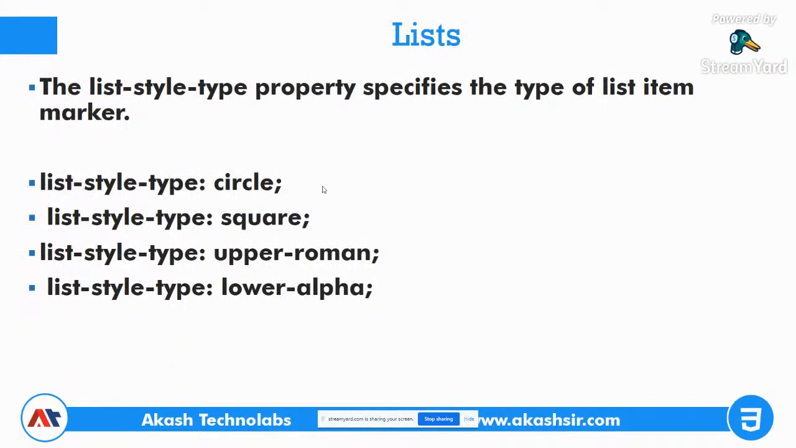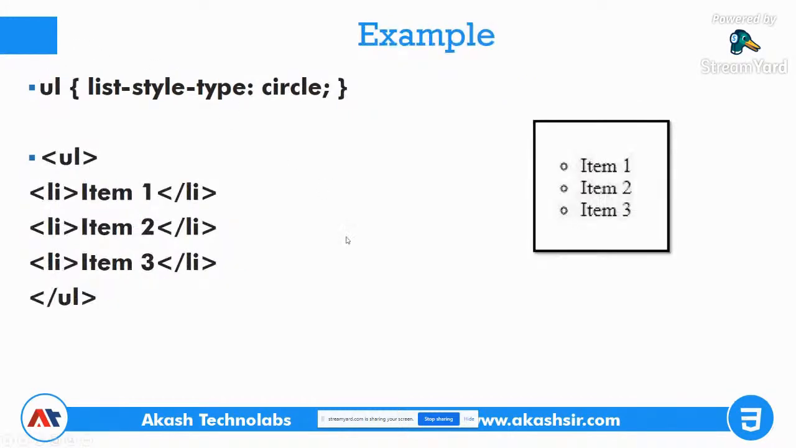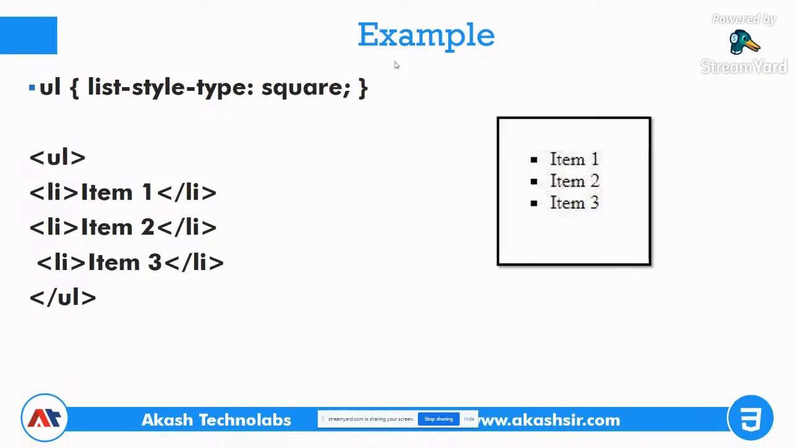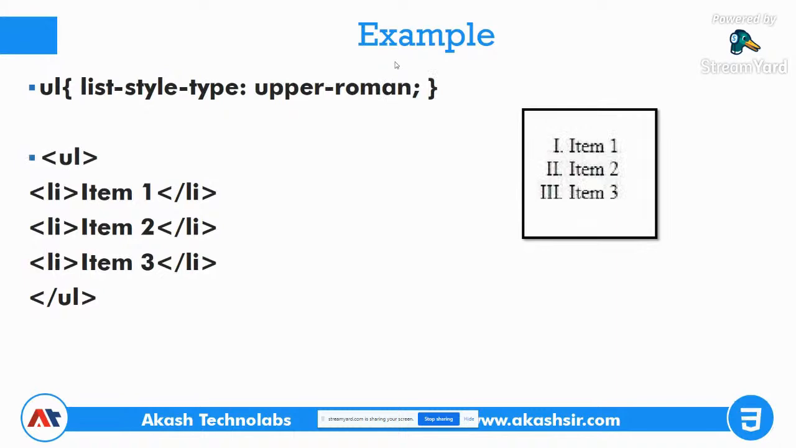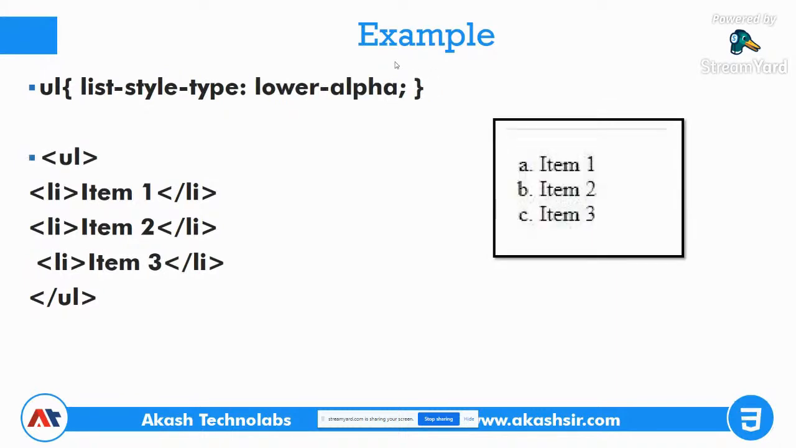So next is list. If you want to specify some list type: circle, square, upper Roman, lower Roman, lower alpha. So you can use this list. We have seen this kind of ul and li tag yesterday in the first half, right? So you can specify the circle like this. For example, if you want to specify some designing or some property, we have CSS. Okay, so this is a basic example. List type is a square, it's upper Roman, it's lower alpha.